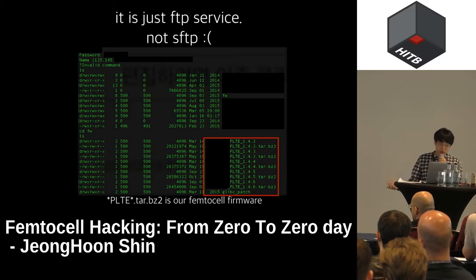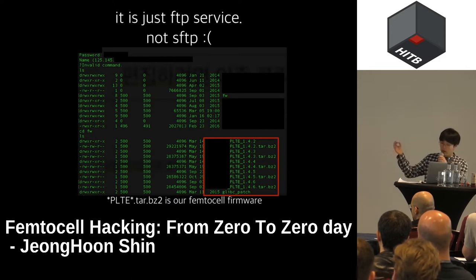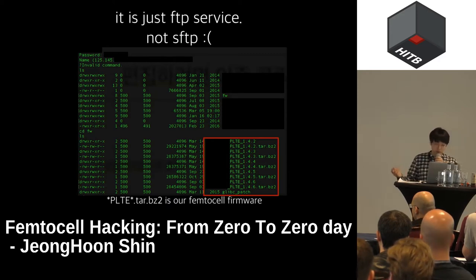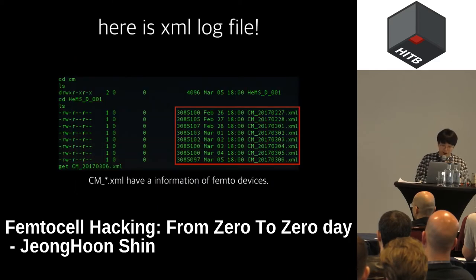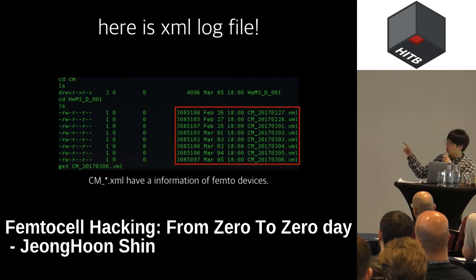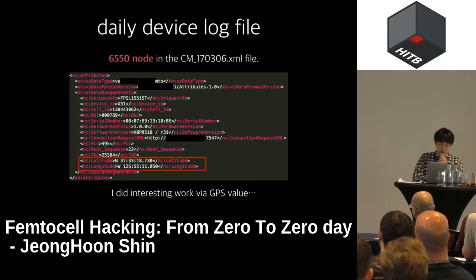If you look at the directory, you can realize that there exist compressed firmware files. It seems that these firmware files are not encrypted. So I was able to easily extract information from them using binwalk. And this is actually a fact that I found very amusing. It lists all the Femto devices connected to HEMS according to date. Please refer to this log file.